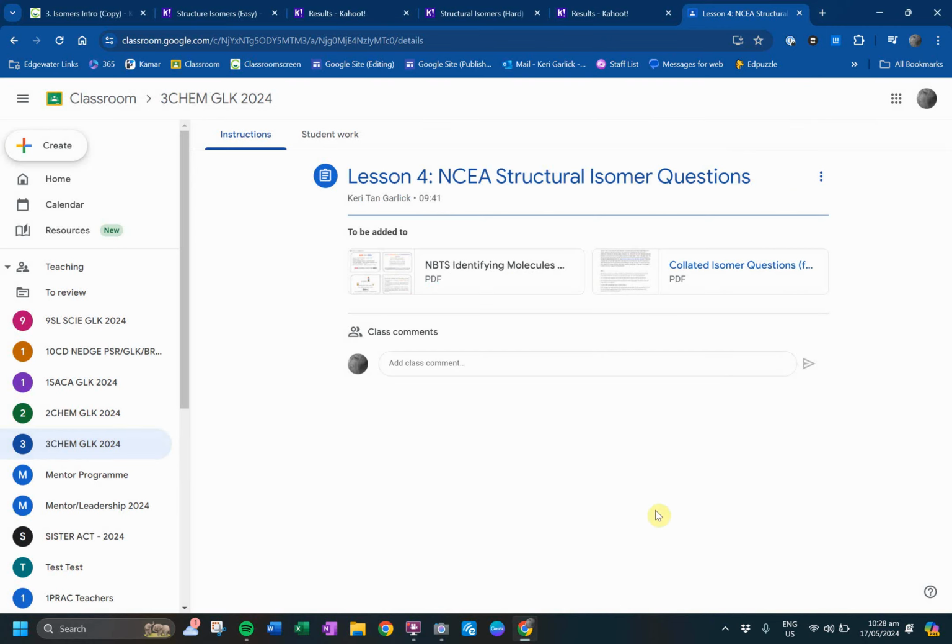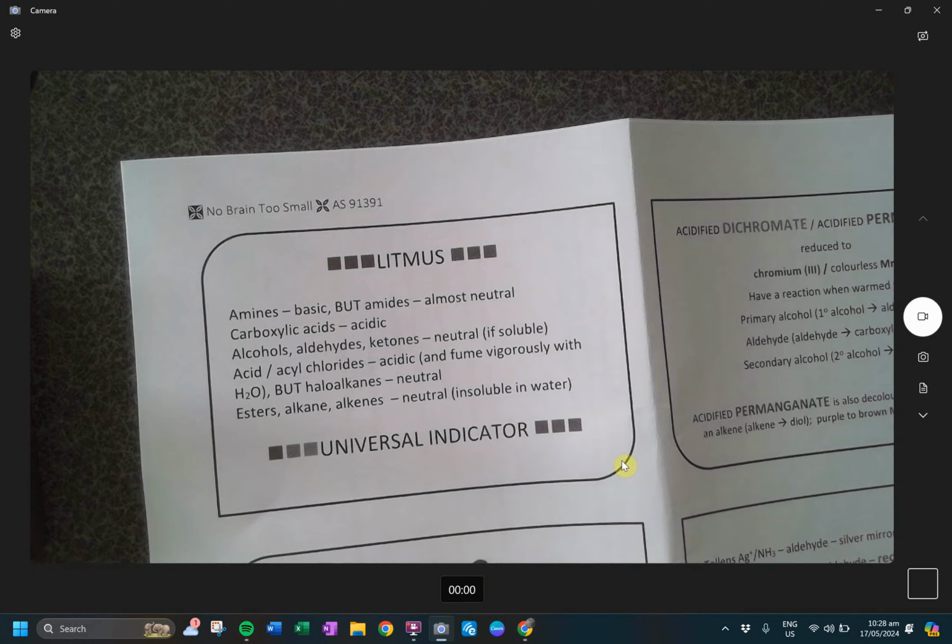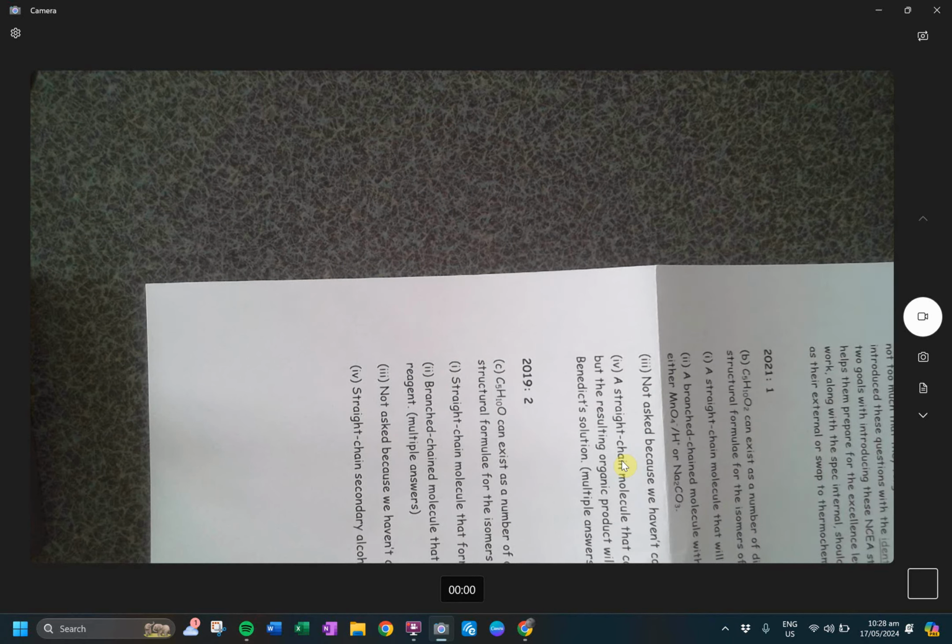Okay. So I have handed out two things to you guys. The first thing I've handed out is this summary sheet from No Brain Too Small. This is how we can identify all the different functional groups. We talked about functional groups last week, I think. Those are basically just different categories of organic molecules. They have certain properties, which is stated on here, or they might react to certain things. And so that's how you can figure out what functional group you have based off of this information.